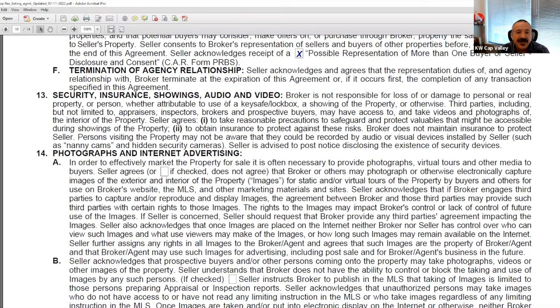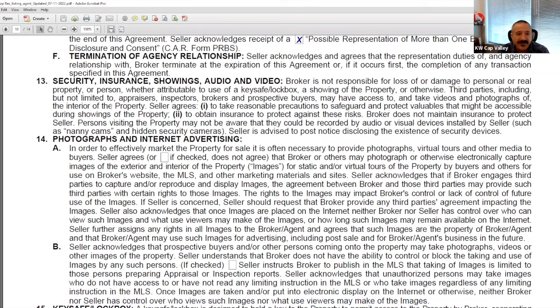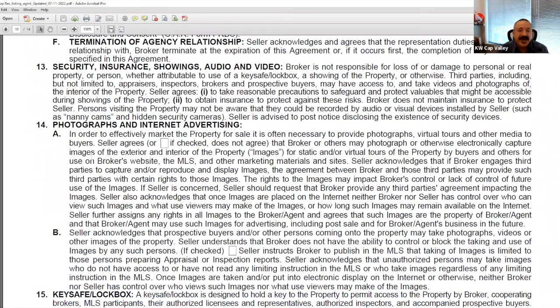Security insurance showing audio and video, along with photographs and internet advertising. The way I explain these to the client when I'm listing a property is I like to say, look, based on the marketing plan that I have in mind that we put together, your house is going to be on thousands of internet sites. Every room is going to be exposed to the public. Everyone's going to see what you have on your walls.